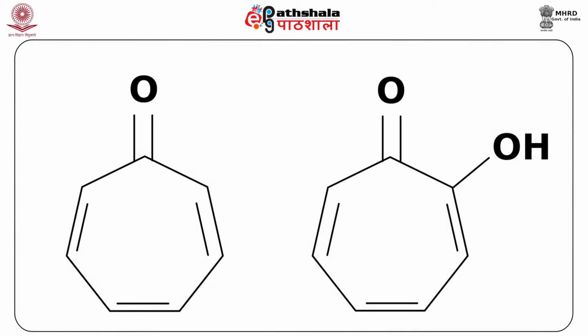Shown here are the structures of tropone and tropolone. The difference between the two is that tropone is a simple cycloheptatriene with a ketone moiety, whereas tropolone is a derivative of tropone itself, containing a hydroxyl group in addition to the ketonic moiety. The IUPAC nomenclature of tropolone is 2-hydroxy-2,4,6-cycloheptatriene-1-one.